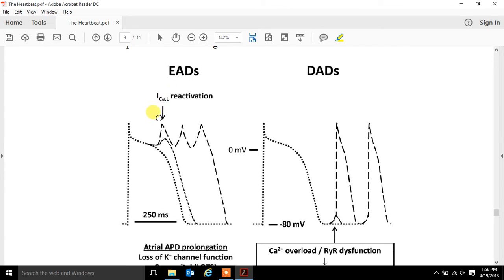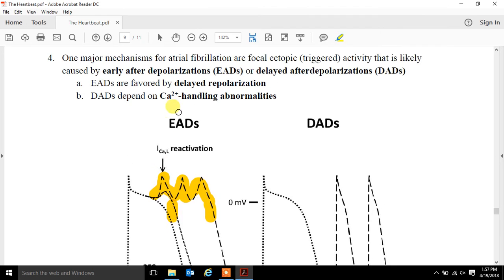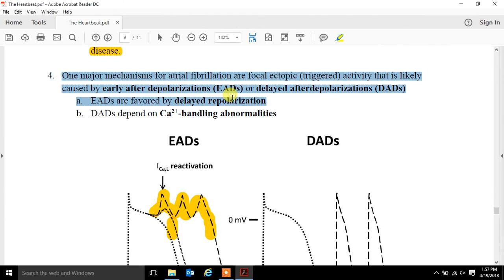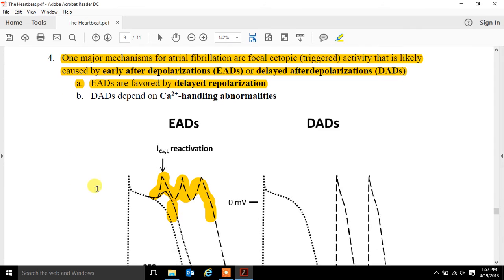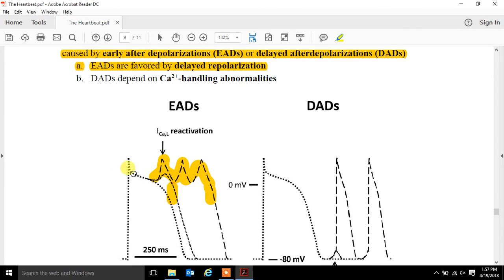Early afterdepolarizations occur if this plateau lasts a little bit too long. Instead of coming back down in repolarization, we get this early afterdepolarization. So we get this up like so. It can consistently go up like that, or it can be just a little spike. So that's early afterdepolarization, and it's favored by this delayed repolarization. The longer this plateau lasts, the more likely we're going to get some of these little EADs.